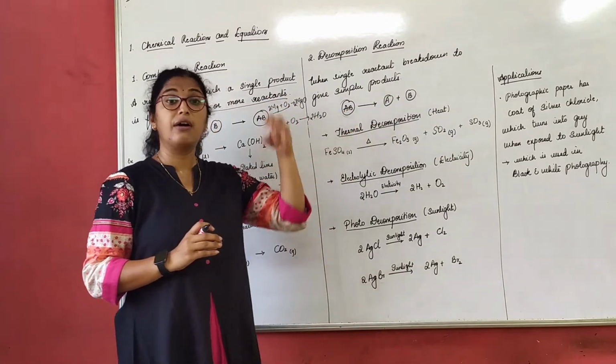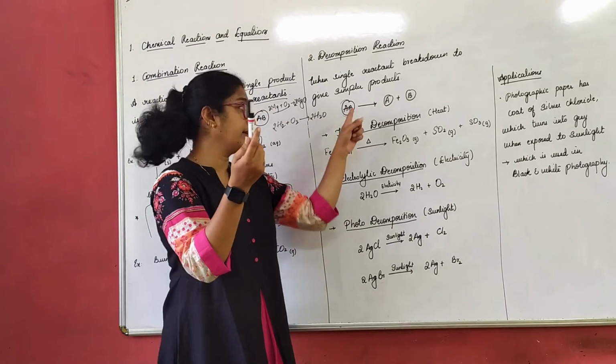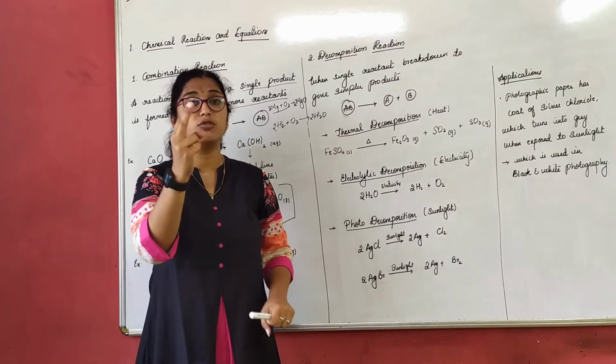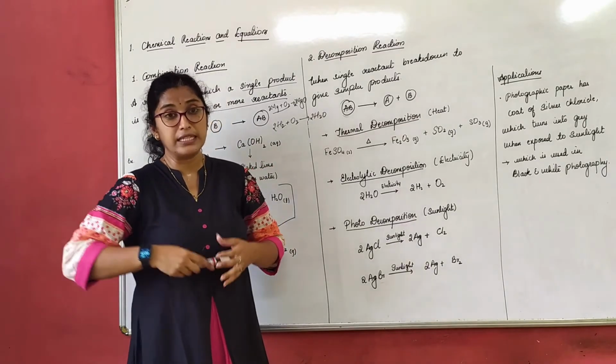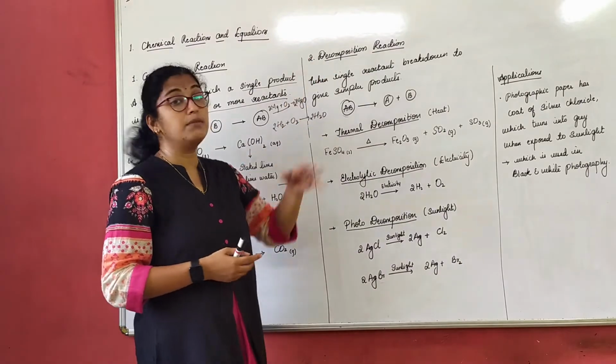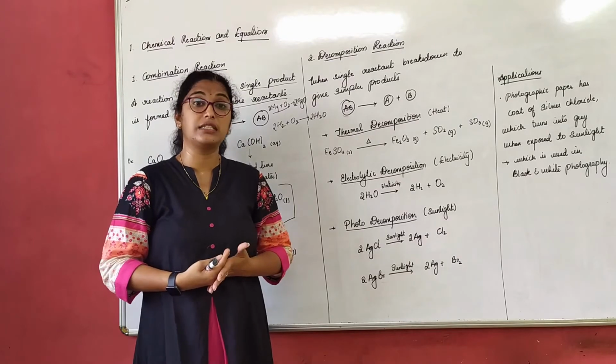Now, how do we break down? For example, if I have a pen, this is one whole thing. I apply some energy and break it into 2 or 3 pieces. That means some external energy is required, correct? In a decomposition reaction, some external thing is given. What is that external thing?